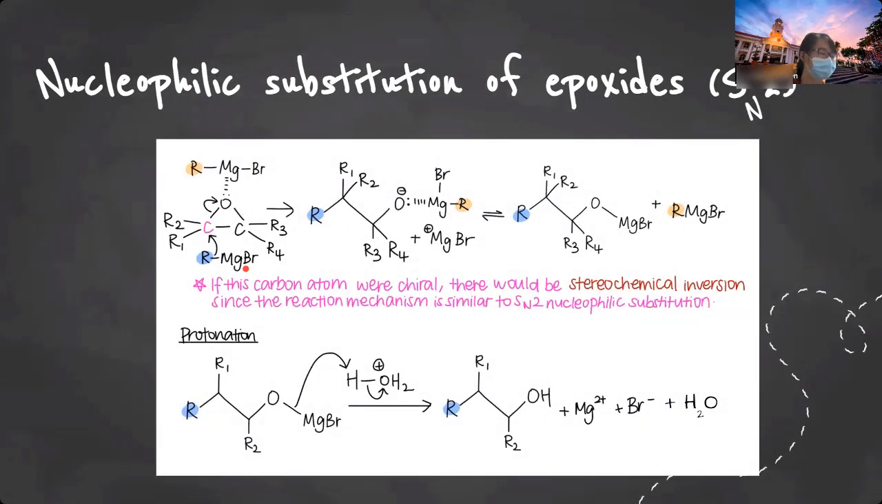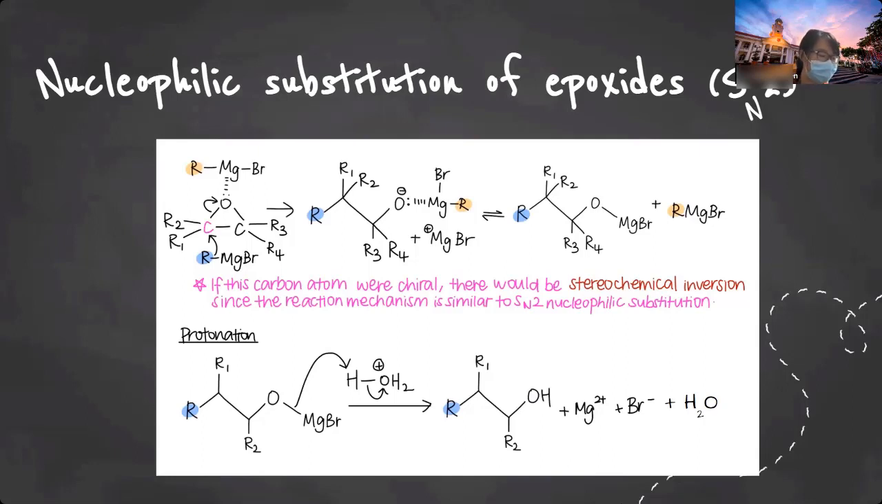So the second reaction is the nucleophilic substitution of epoxides to form alcohols. I'll use the Grignard reagent to explain this reaction. So the Grignard reagent is added to epoxide in dry ether and heated. The ring opening occurs via SN2 mechanism.